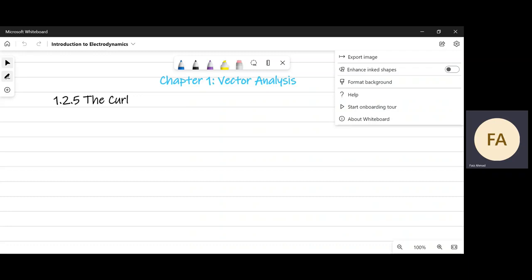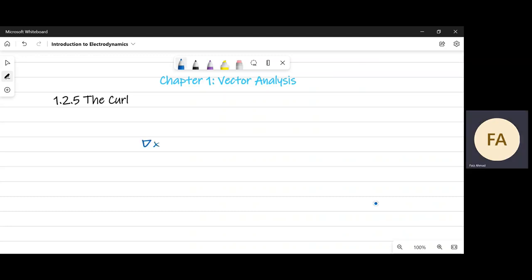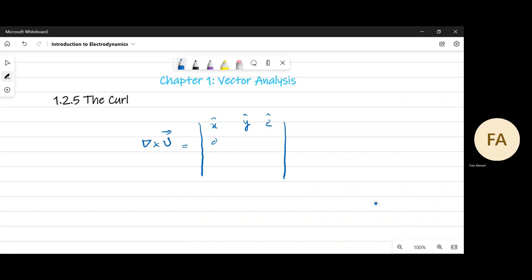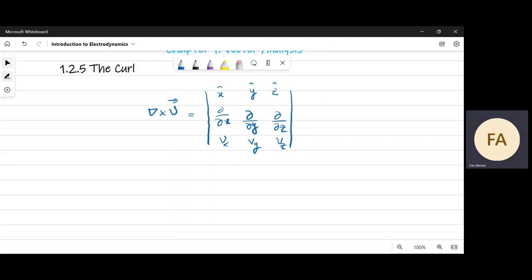From the definition, the curl is a cross product, del cross V. V is a vector quantity and we can express it in terms of a determinant: x, y, z unit vectors, partial over partial x, partial over partial y, and partial over partial z, and here we have Vx, Vy, and Vz. So this is again a vector quantity.